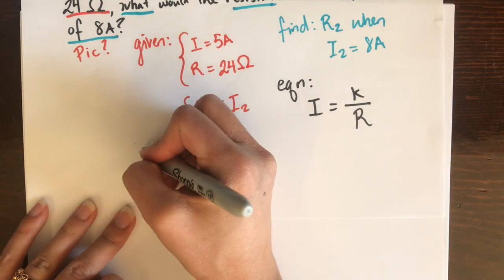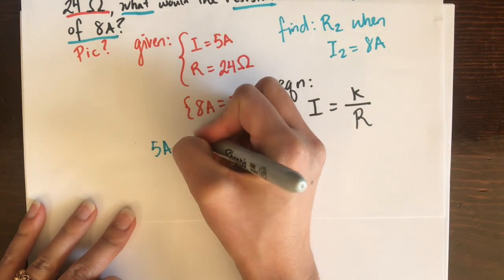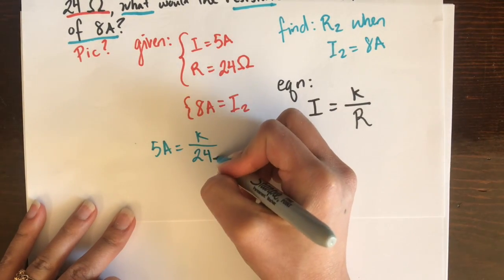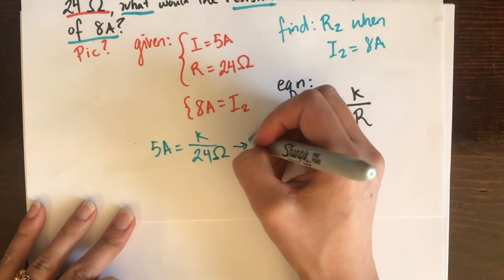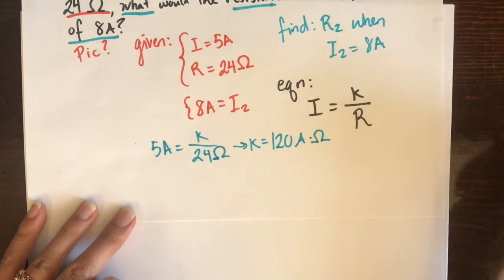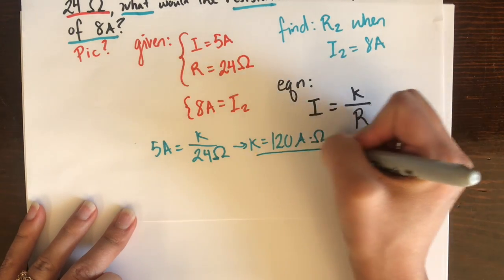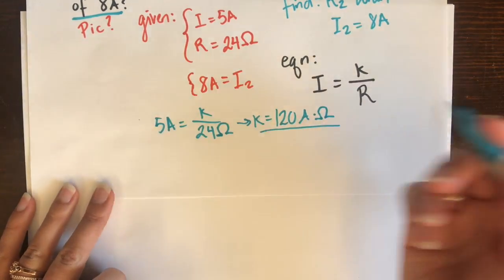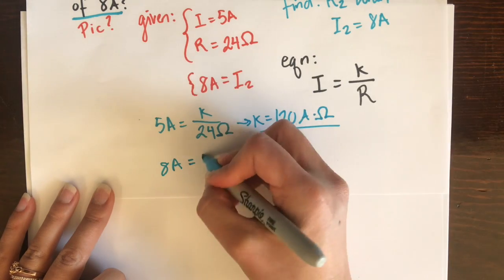Okay, so I'm going to use my first two givens. My first two givens is that I have a current of 5 amps and a resistance of 24. Okay, so then my K, once I solve for it, is 120 amps times ohms, right? And that's my K. So now I can use that K to solve for the second case, right?